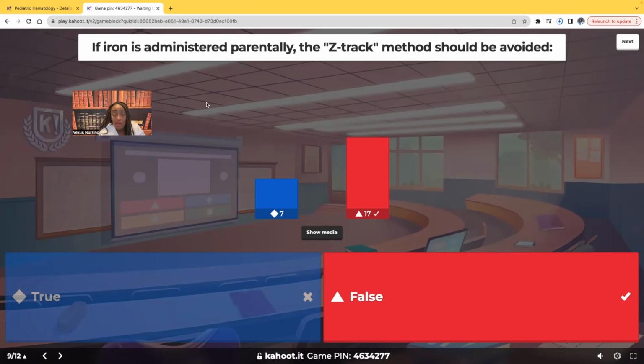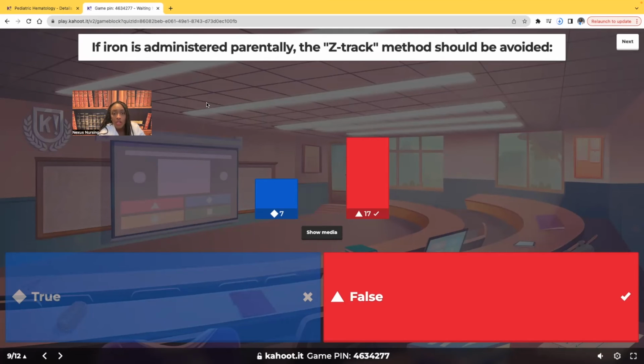You're going to teach them that iron's very constipating, so they need to drink lots of fluids. They need to ambulate. They need to eat foods high in fiber. You're going to teach them that iron will make their stool very dark. If you don't tell them that, they're going to freak out. You're going to teach them to take iron on an empty stomach between meals.